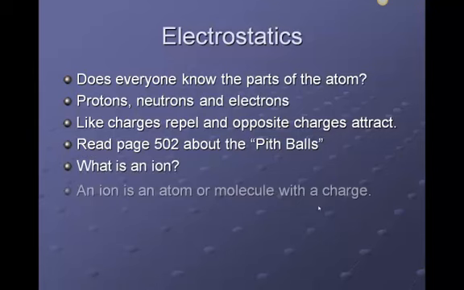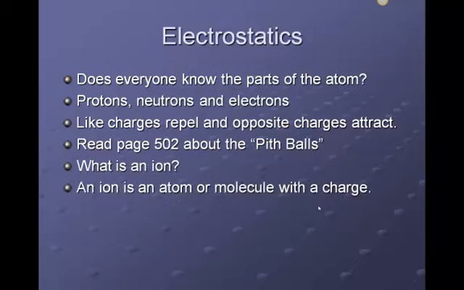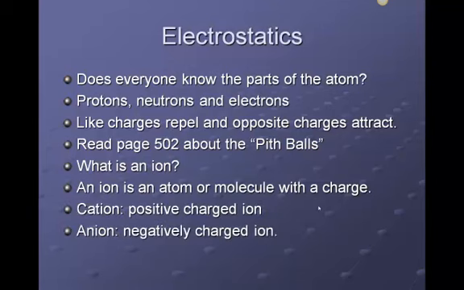What is an ion? An ion is an atom or molecule with a charge. So whenever we talk about charged particles, it would be considered an ion because it has a charge. A cation would be a positively charged ion, and an anion would be a negatively charged ion. So, cations and anions.